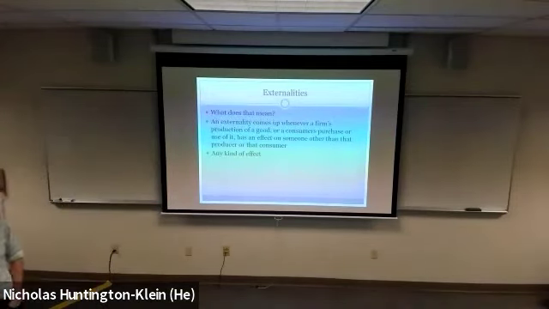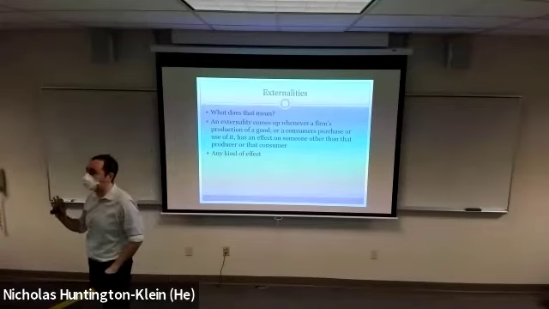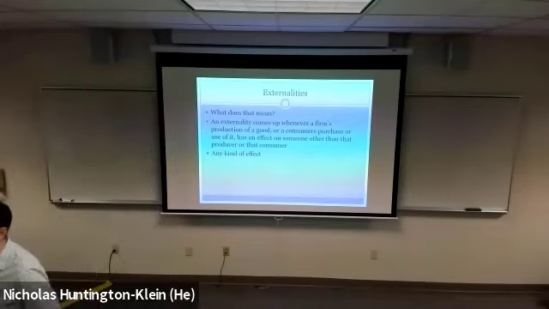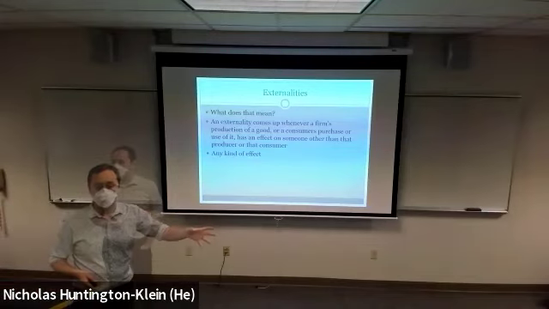What does that mean? An externality is going to come up whenever a firm's production or a consumer's purchase of a good has an effect on someone other than that producer or that consumer. And this can be any kind of effect. It can be a positive effect, it can be a negative effect, but the important thing is that there is some sort of effect, that my decision affects you, even though you had no control over my decision.